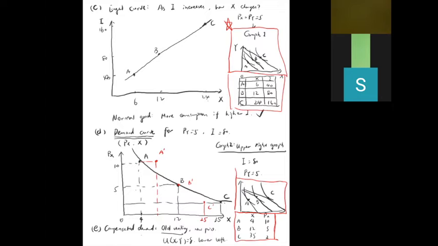And we connect these 3 points. So the red one is the compensated demand. And the black line is the uncompensated demand. Okay, hopefully so far everything is clear. So that's for part E.